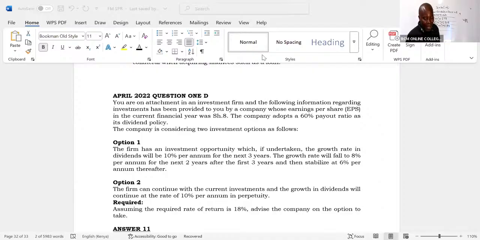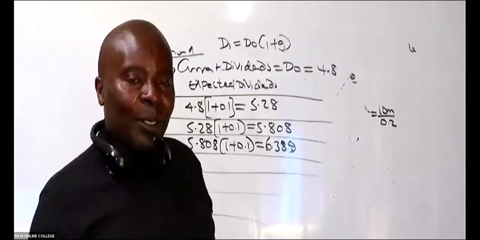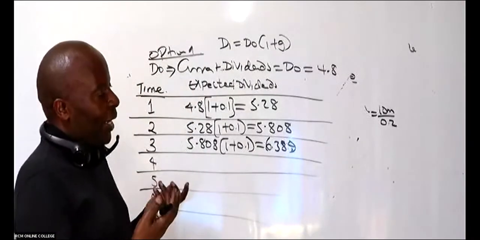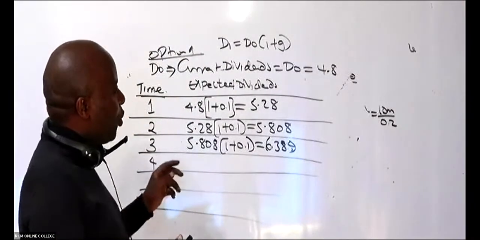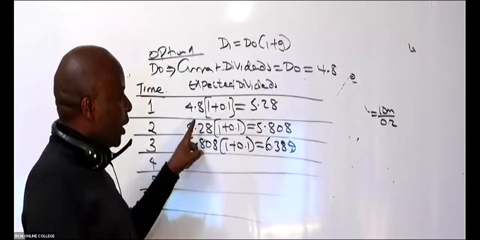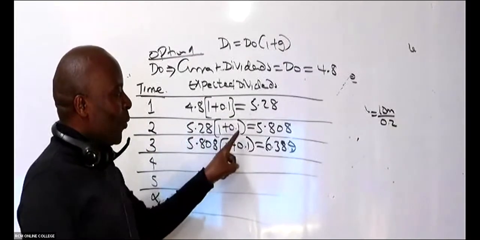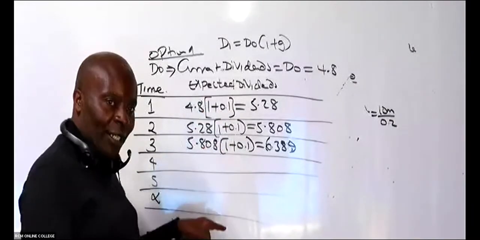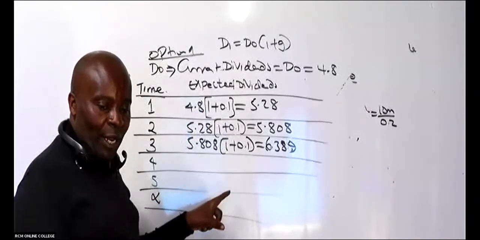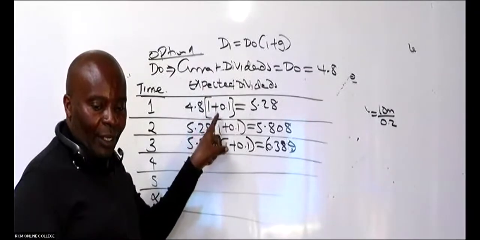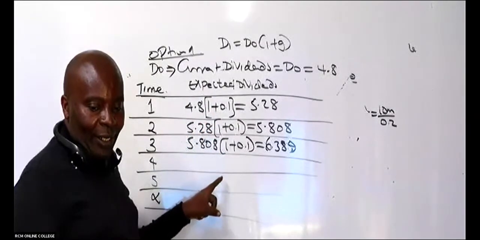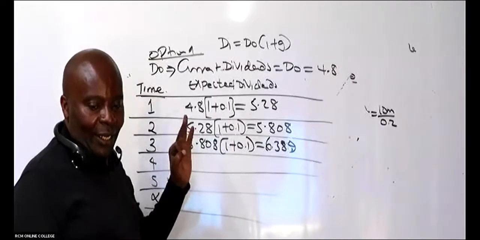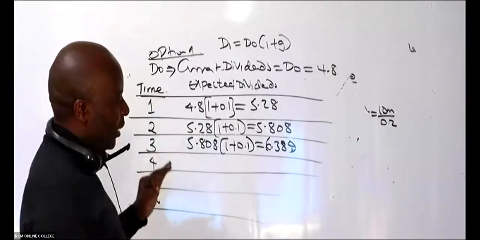So 8% per annum. Now, please listen. I'm aware, I'm a scholar. I know you can come and say 4.8 times 1.1 squared. You get the same answer, but I prefer going the longer way, because this way you will never go wrong. Three decimal places, 6.389. Great, thank you so much.